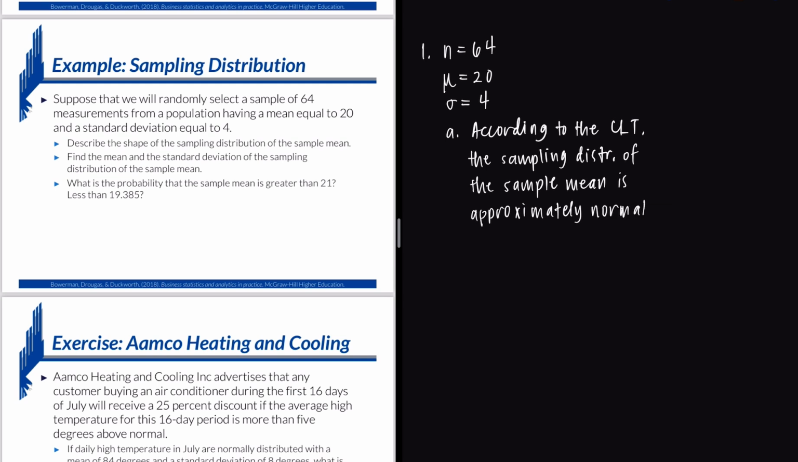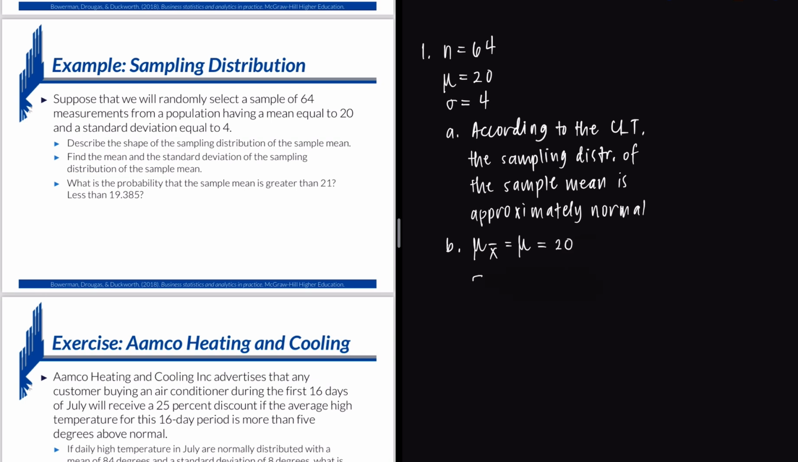Okay. Next, find the mean and the standard deviation of the sampling distribution of the sample mean. In other words, it's asking for mu sub x bar and sigma sub x bar. Now, according to the properties of sampling distributions, the mean of all possible sample means should be equal to the population mean. And since we know the population mean, which is 20, then the mean of the sampling distribution of the sample mean should also be equal to 20.